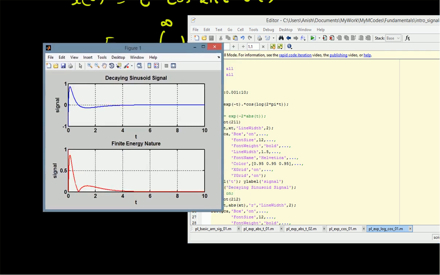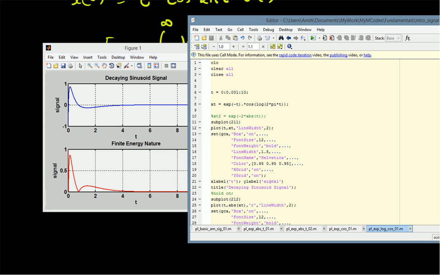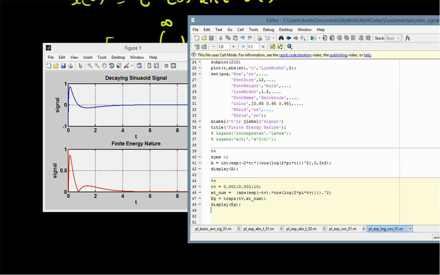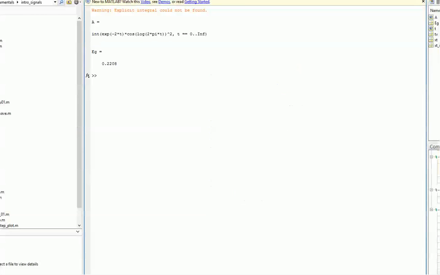So that is the structure of e power minus t cos of log of 2 pi t. Basically, again, this is a signal that decays with time, and we can compute the energy both by using numerical means and also the theoretical value. But unfortunately, the theoretical value does not have a closed form solution. When you look at the results, you can clearly see that A, the theoretical formula, says that the integral could not be found.